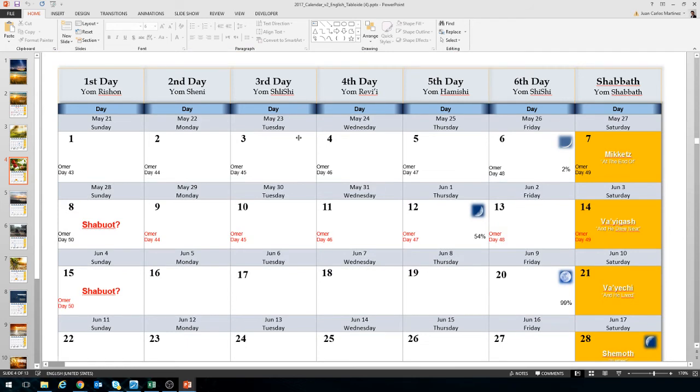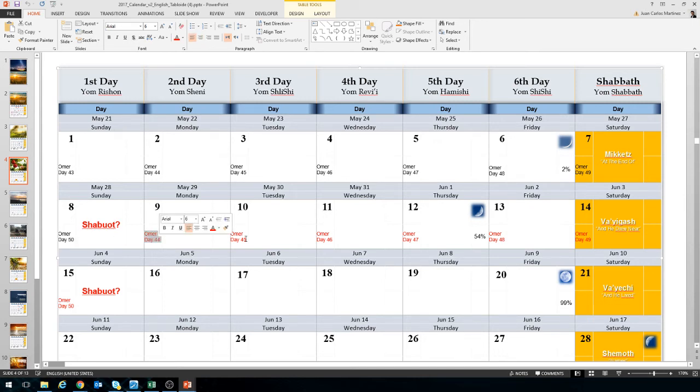So if we start the Omer count on the 19th, in the first option of Reshit Katsir, Shavuot should be celebrated on the 8th of the month. That means on May 28th, Sunday. That should be day number 50. If we are celebrating Reshit Katsir on the 26th of the first month, day 50 should instead be day 43. Yes, 43. So that's why I included the Omer count here in red.